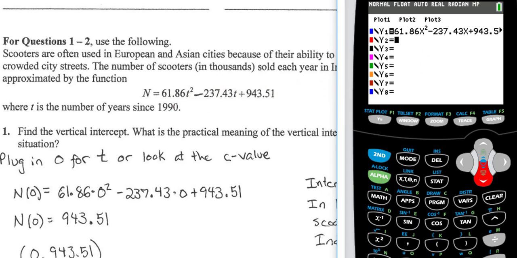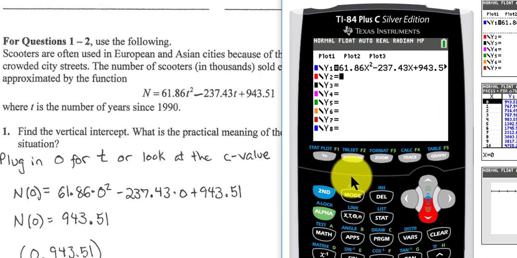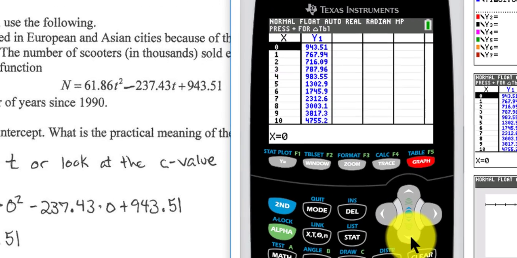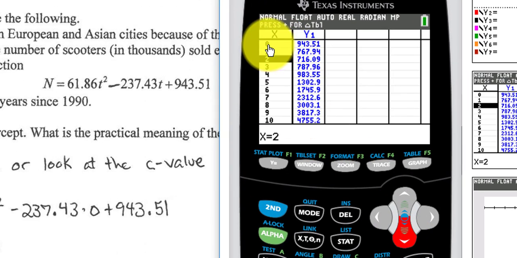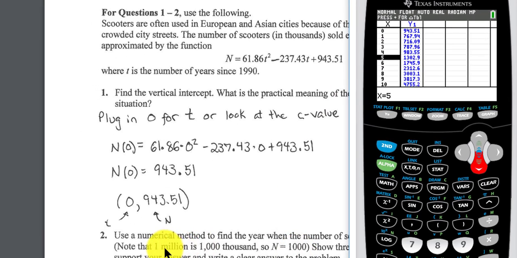equation into your graphing calculator. Press second and graph to see a table and scroll down. For how many years after 0 does it take to get to 1 million? So if you look, somewhere between years 4 and 5, we go from 983,000 to 1,302,000. So somewhere between year 4 and 5, we get to 1 million. And again, remember, 1,000 is equal to 1 million because we're in thousands.